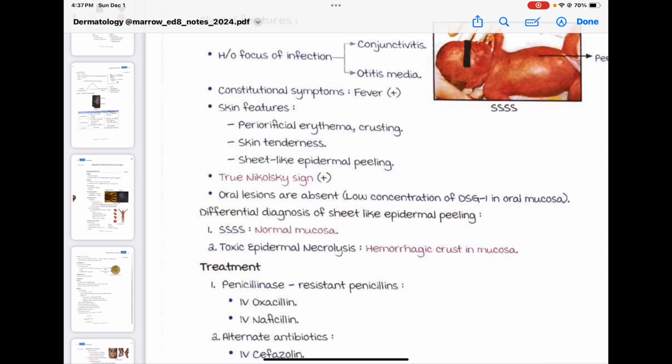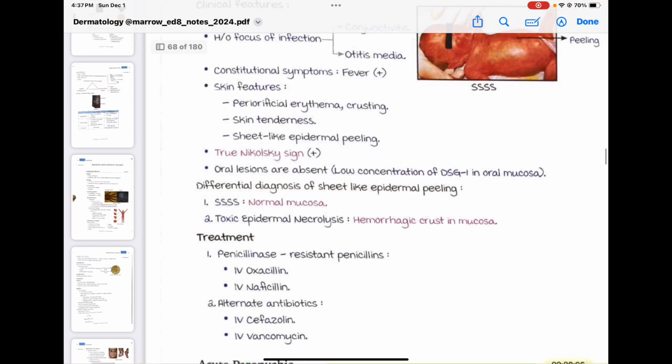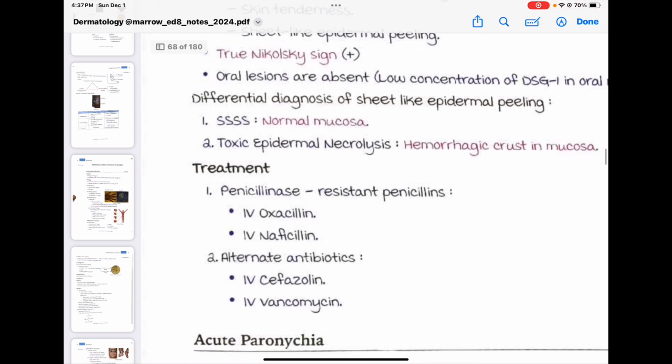Differential diagnosis of sheet-like epidermal peeling. Staphylococcal scalded skin syndrome: normal mucosa. Toxic epidermal necrolysis: hemorrhagic crust in mucosa. So that is how you differentiate if it is TEN or if it is SSSS. In TEN, there are lesions on the mucosa, hemorrhagic lesions.